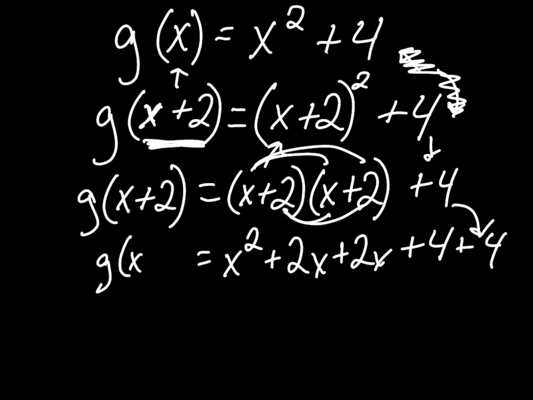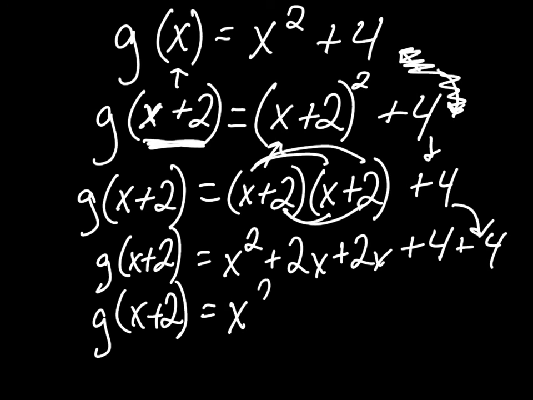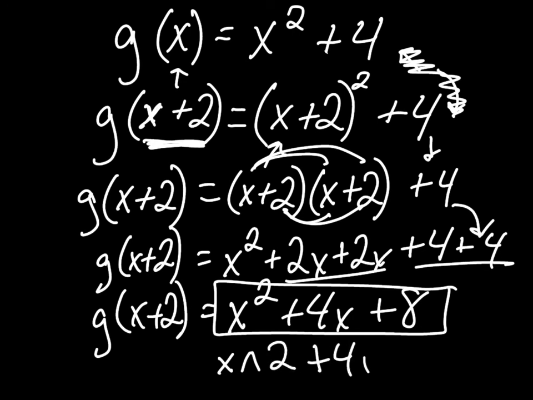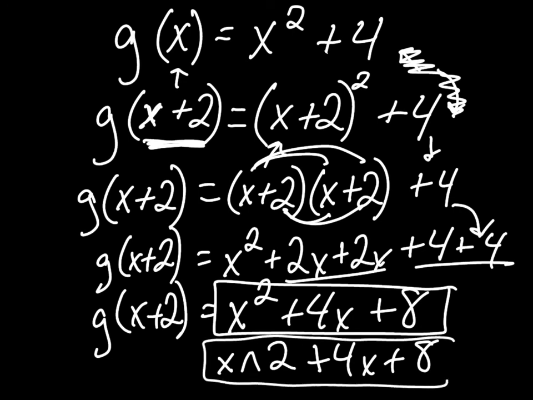Now we are combining like terms. So g of x plus 2 equals x squared. Combine these two like terms. Combine those two like terms. And we have our answer. Okay, remember, if you're putting this into the computer, that's going to be x, little up caret, raised to the power of 2, plus 4x plus 8. That would be the answer put into the computer form.